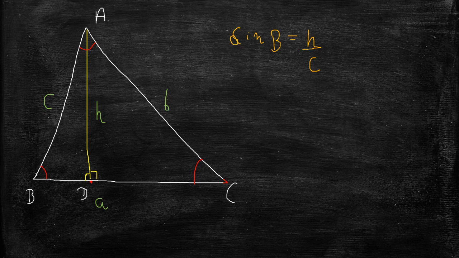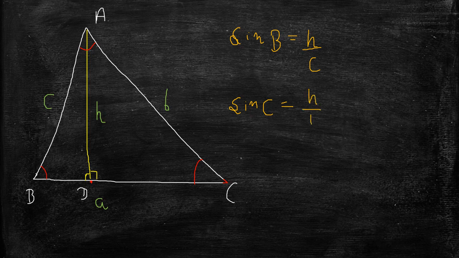Now what will be my sine of C in triangle ACD? In triangle ACD, my sine of C will be perpendicular upon hypotenuse, which is perpendicular h upon hypotenuse b, so h by b.